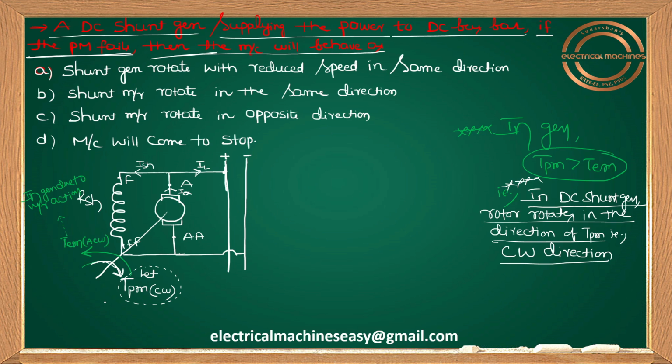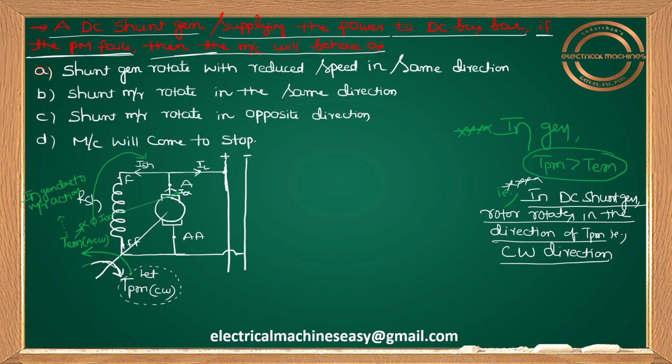But before that, I need to say one thing here. In a generator, because of motor action, whatever torque is produced, I'm calling it TM. This TM is proportional to flux into IA. This flux depends on ISH, and this IA depends on IA.